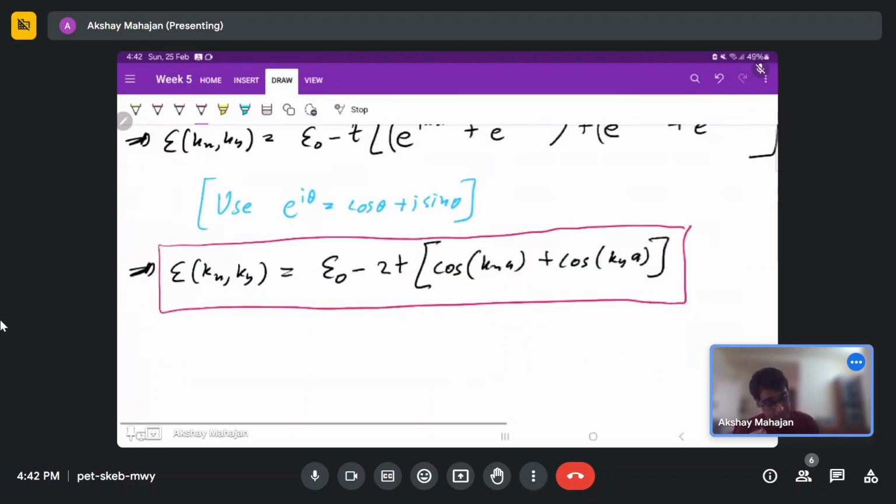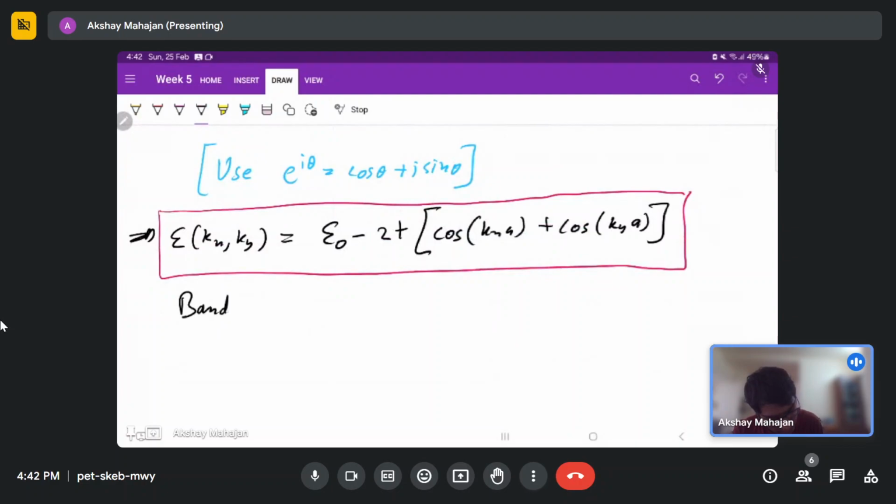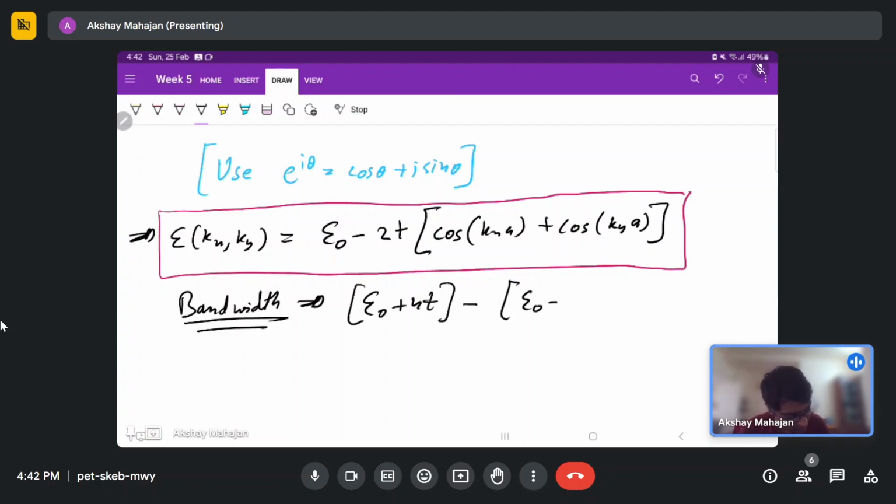And here you can also see the bandwidth. Bandwidth is not asked, but if it is asked what the bandwidth is for this energy dispersion, you can see that the maximum value will be epsilon naught plus 4t, because the minimum value of each cosine is minus 1, so it will be minus 2 times minus 2, plus 4t. Minus the lowest value, which is epsilon naught minus 4t, so it will be 8t. So this will be the bandwidth for the square lattice energy dispersion.